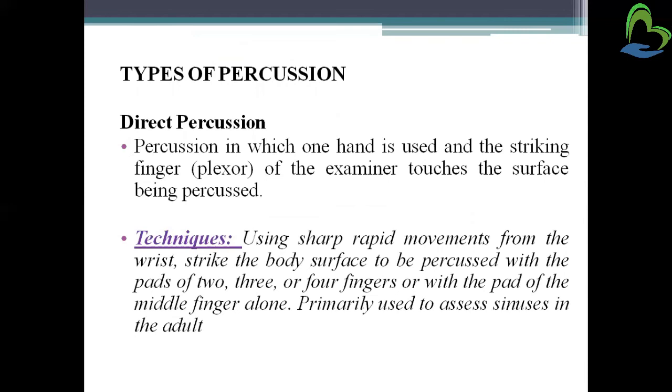So what is the technique? Using a sharp, rapid movement from the wrist, strike the body surface to be percussed with the pads of the second, third and fourth fingers or with the pad of the middle finger alone. It is primarily used to assess the sinuses in the adult. You must have an idea about what the sinuses are, right?